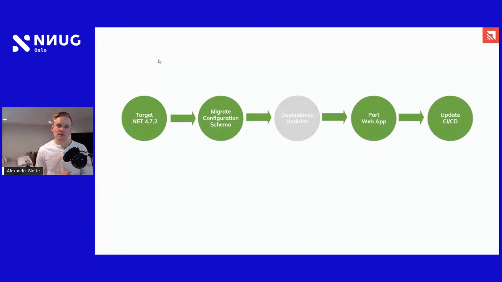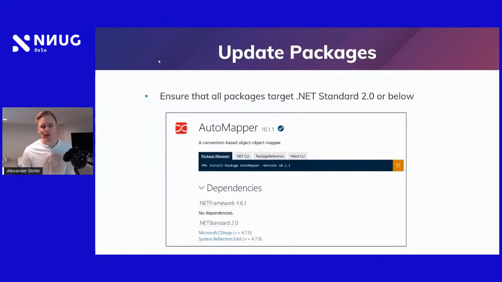All right, so we're good here. We are on 4.7.2. We have migrated our app configs or app keys to appsettings.json. We're good. So now comes the fun part: dependency updates and porting the web app. Dependency update is a funny little thing, and it may seem very simple. But basically, what we have here is a lot of old packages, right?